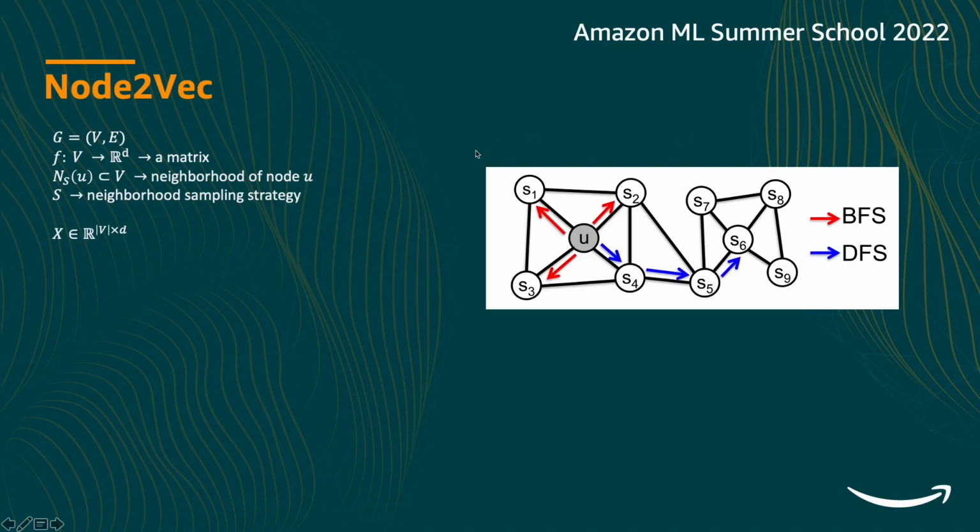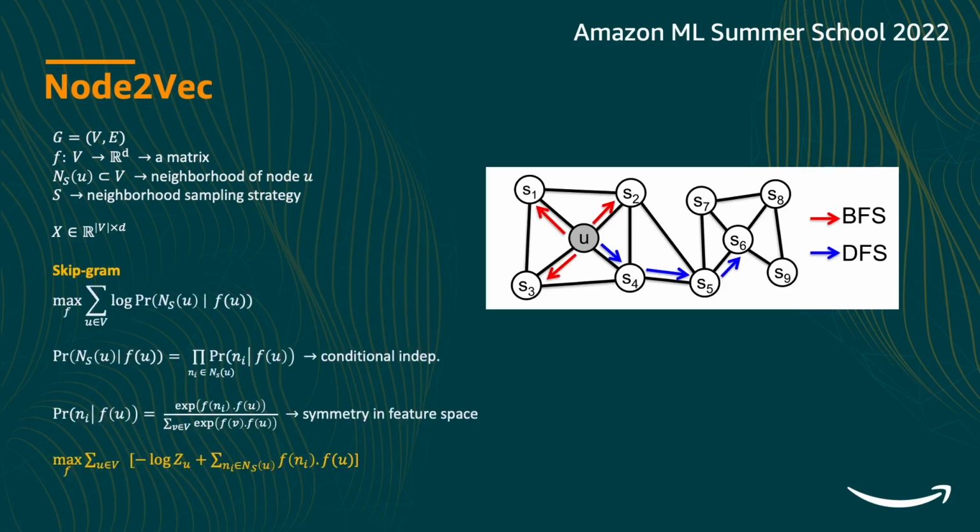So our objective function is the same. We have a graph G, and we want to come up with some sort of a matrix of representations. And then we have a neighborhood defined around a source node U here, which has been sampled with some neighborhood sampling strategy. There can be different ways to define this neighborhood. We can do either depth first search or a breadth first search, and we'll see how to define this in a minute. But let us first take a look at the optimization function here.